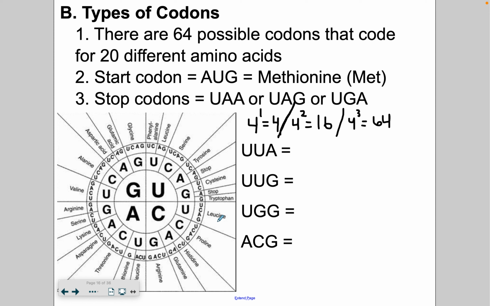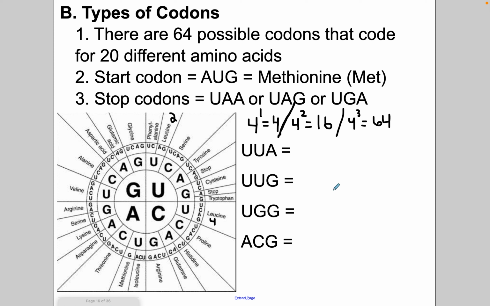Leucine has a lot of different codons that code for it. Okay, let's just count here. 1, 2, 3. 1, 2, 3. There's 2. 1, 2, 3. 1, 2, 3. There's 4. Okay, you see any other leucines? Oh, here we go. 1, 2, 3. That's 1. 1, 2, 3. That's 2. Any other leucines? Okay, so there are 6 different codons that code for leucine.